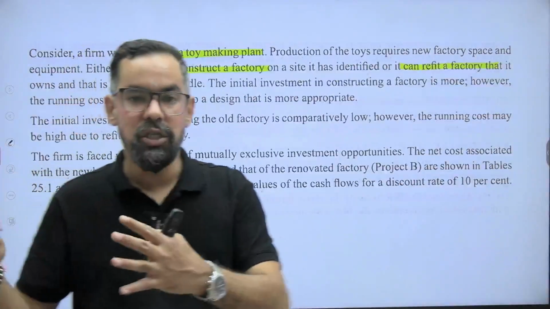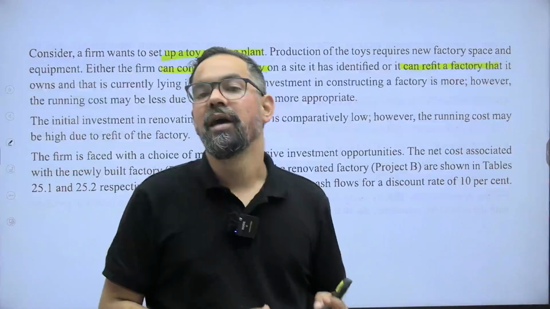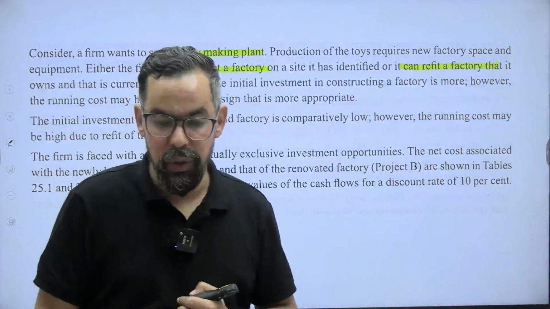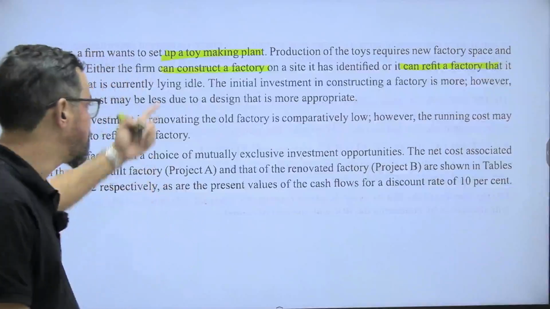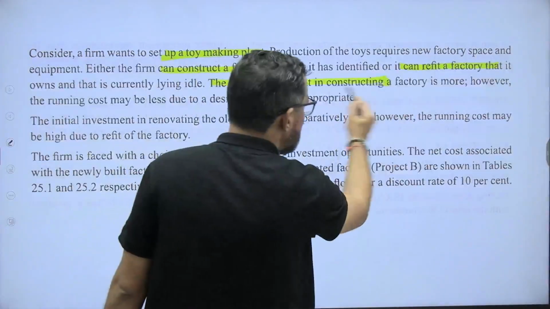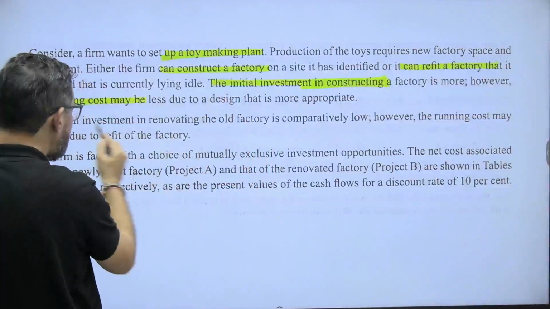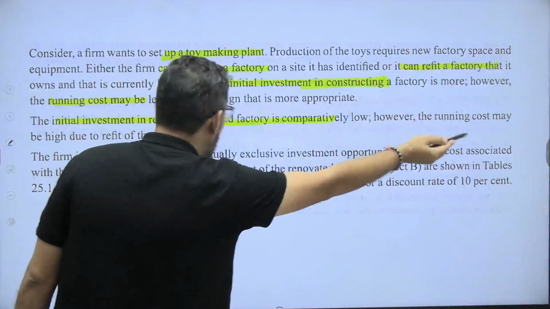But when you construct a new site, the initial cost will be high, and later on the manufacturing cost or the operating cost will be low, because these are all new products or new machineries. The same thing is mentioned here. The initial investment in constructing a factory is more. However, the running cost will be low. Initial investment in renovating an old factory will be low, but the running cost will be high.